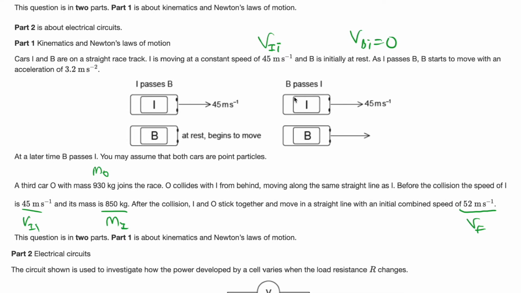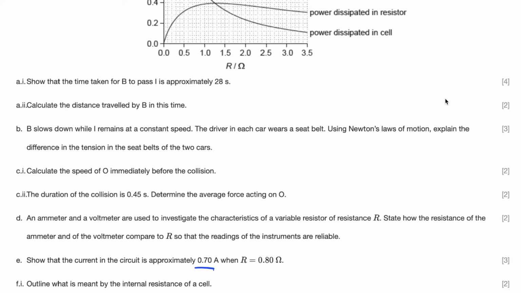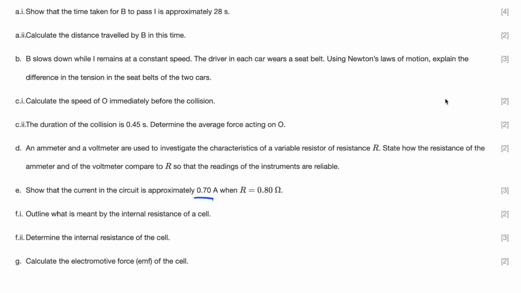So we know when I passes B, B starts to move with a constant acceleration of 3.2 meters per second squared. In order for B to pass I, the two cars must travel the same displacement, right? Because we know B is here and I is here. So when B finally passes I, they've got to have traveled the same displacement.